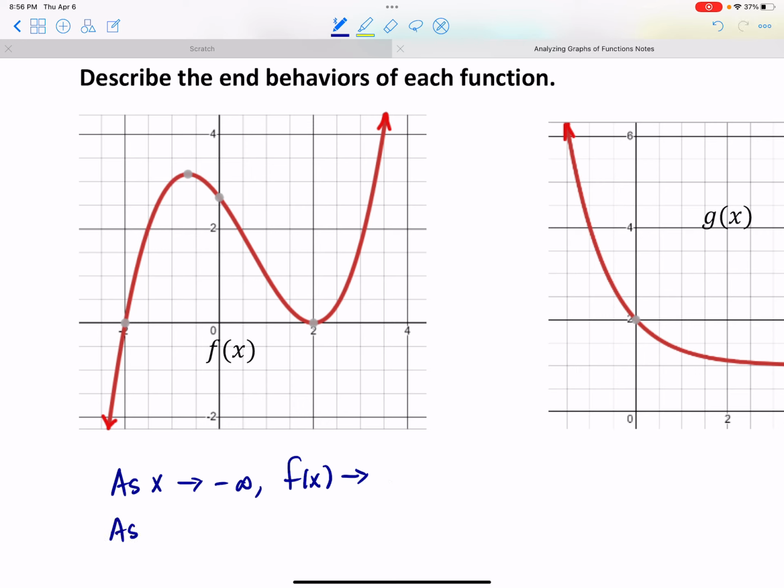So we would say as x approaches positive infinity, to give a point of reference for the other end, right? Again, as x approaches positive infinity, what is f of x approaching? What are the function values? What are the outputs approaching?